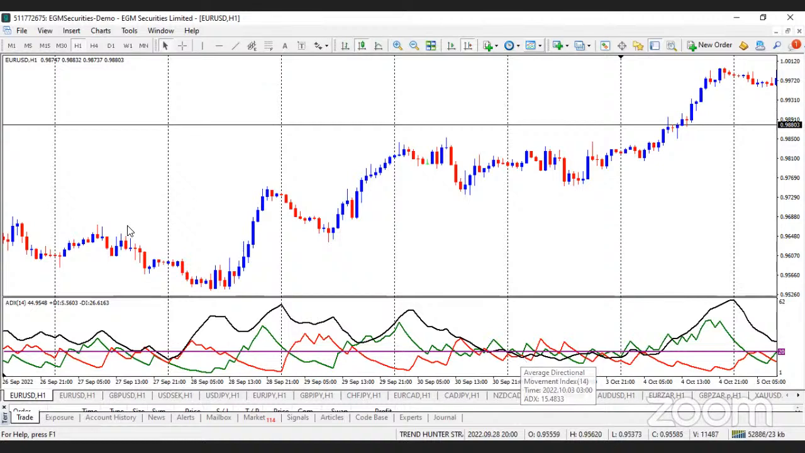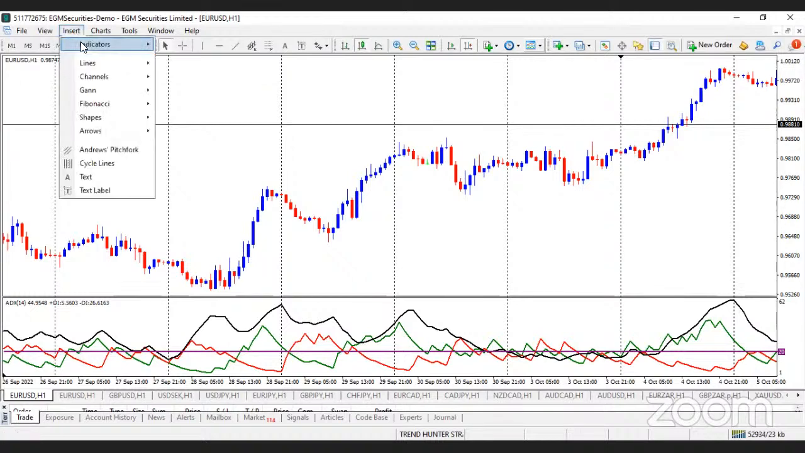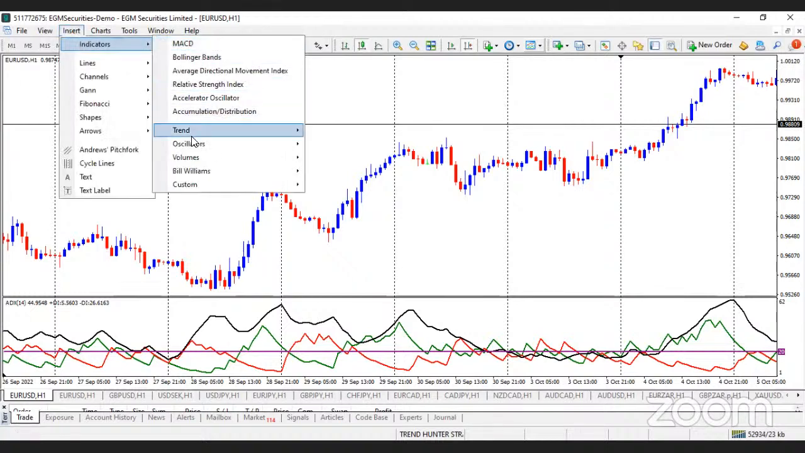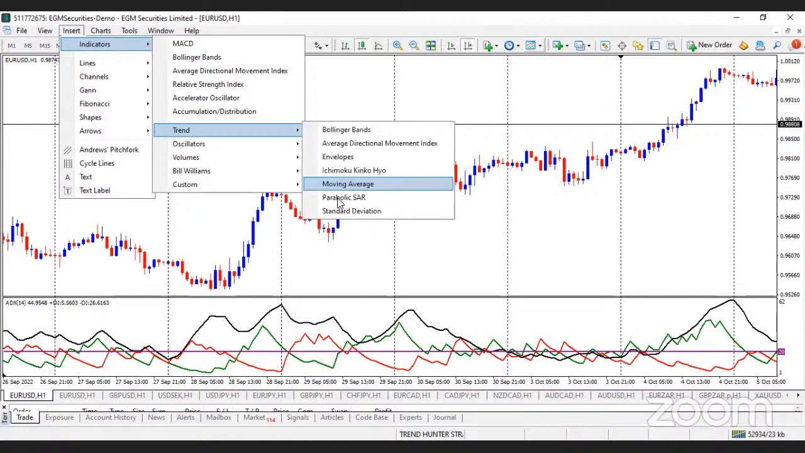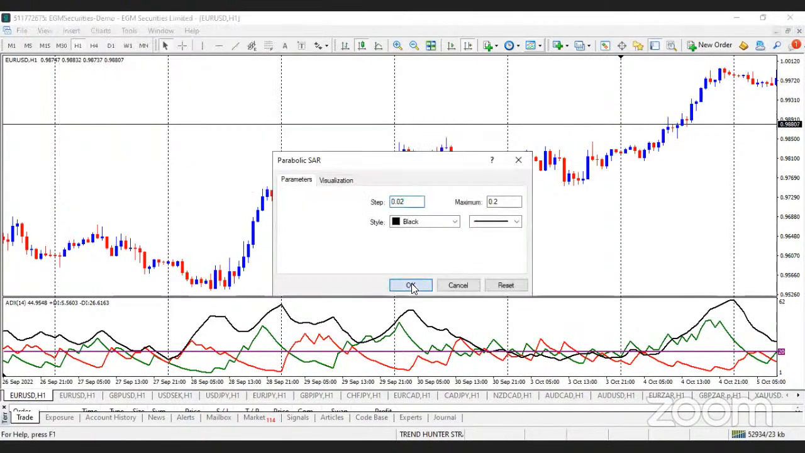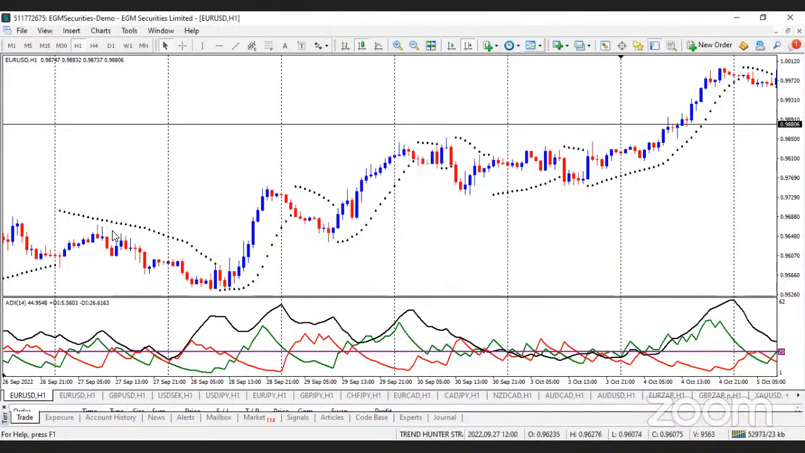The other indicator that I try to trade the momentum with is parabolic. You'll go to insert, indicators, then you can select parabolic stop and reverse. I retain the default settings.